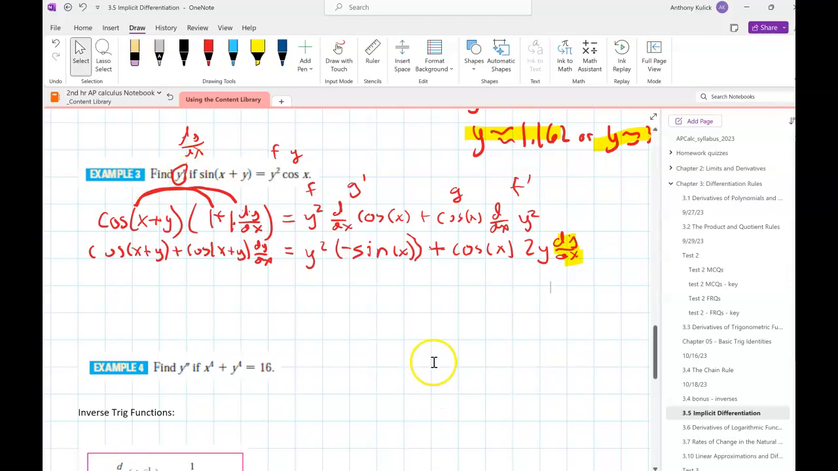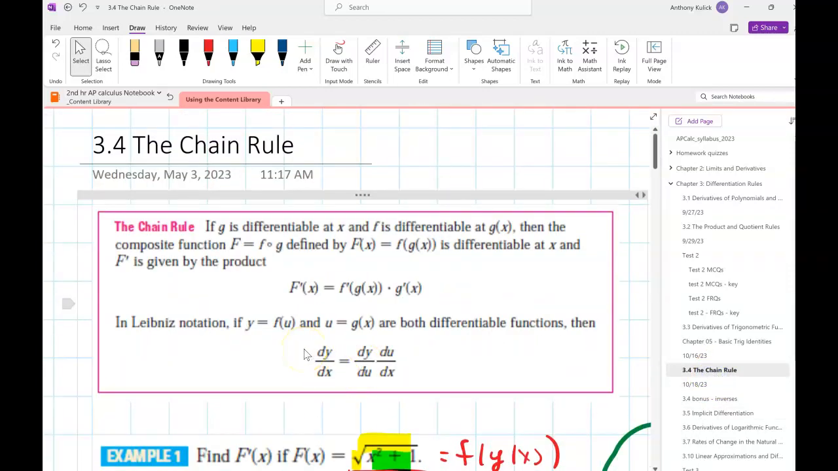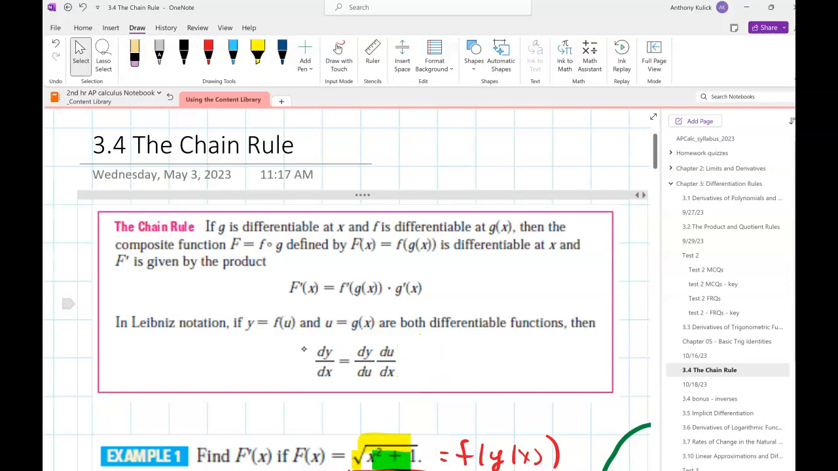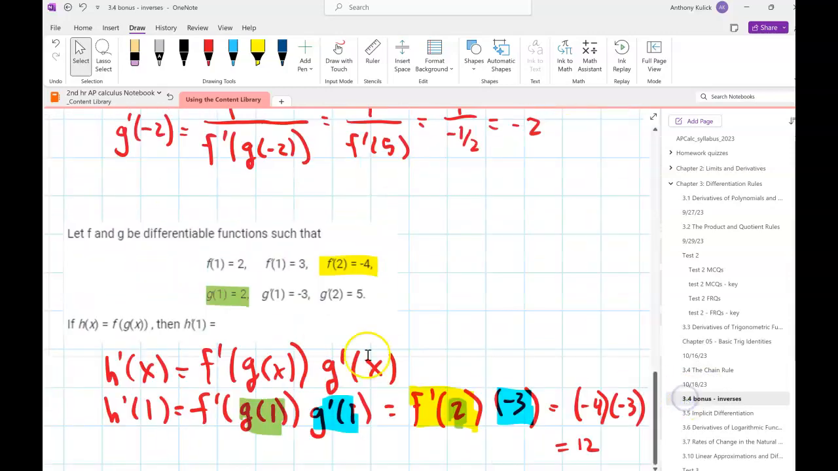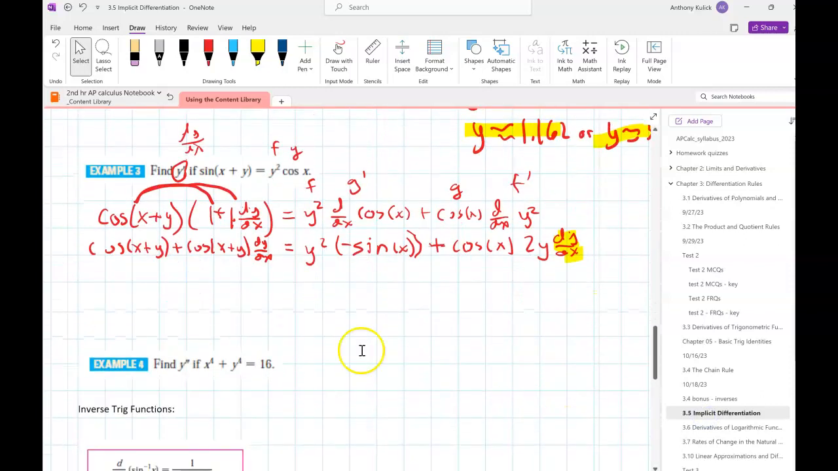So if we go back and look at our chain rule, that's what's happening, right? That's why we're getting the dy dx. We're in implicit differentiation. Okay. Now what do we need to do? Get the dy dx's onto one side, right?